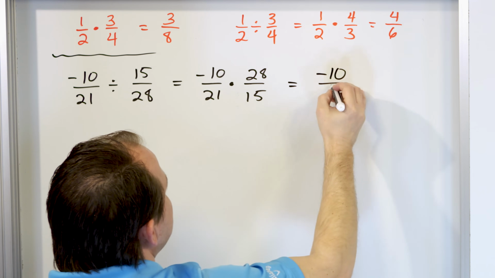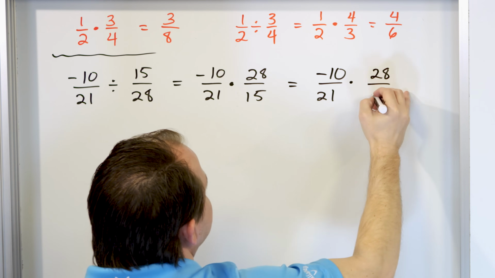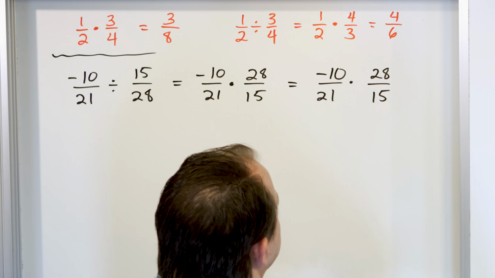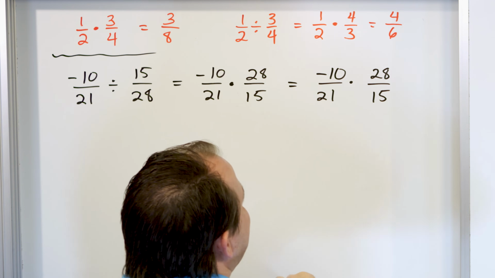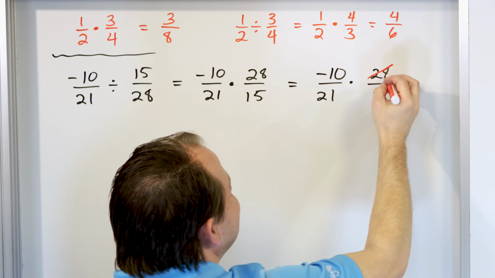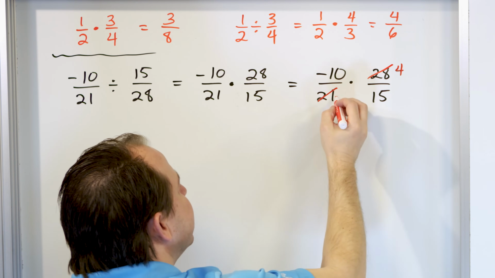It'll be -10/21 multiplied by 28/15. And then we start looking, okay, what can we divide 21 and 28 by to get an even number? We can divide both of those by 7. So 28 divided by 7 is 4. 21 divided by the same thing, 7, is 3.